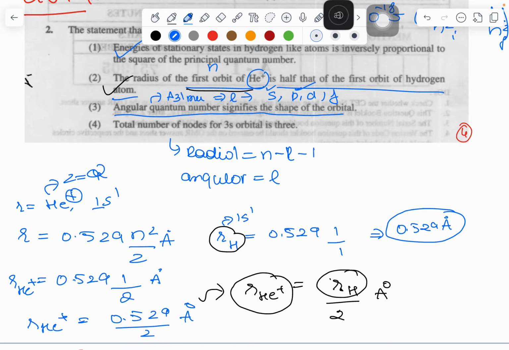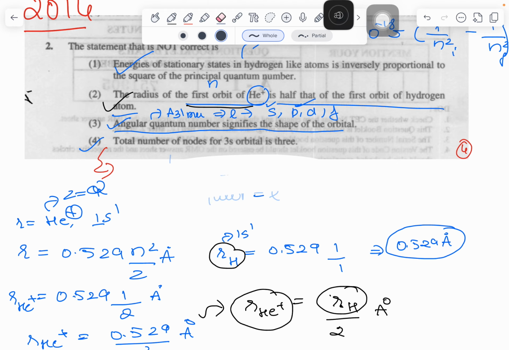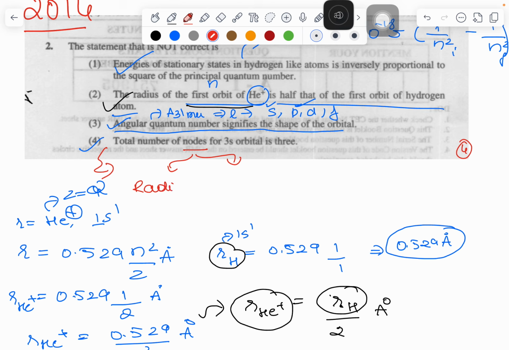Next, all these three options are wrong, so the statement that is wrong is the fourth one. But we need to know how to solve this. This is again a formula based question on the total number of nodes. Nodes are of two types: radial node and angular node.